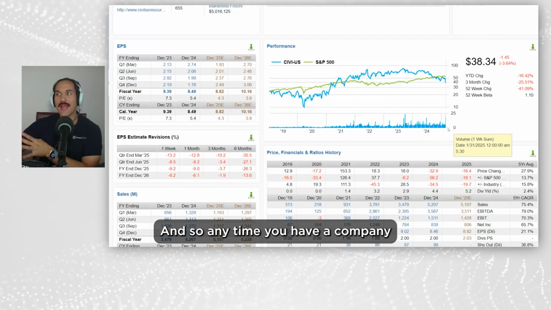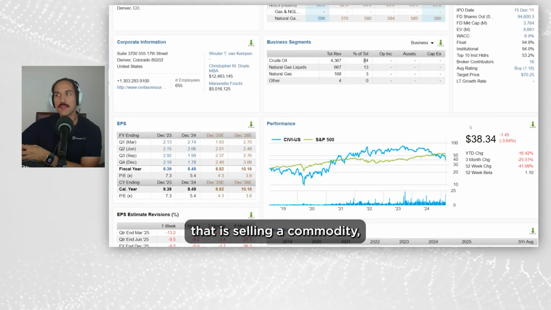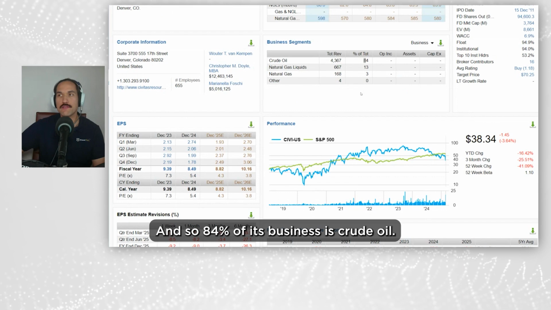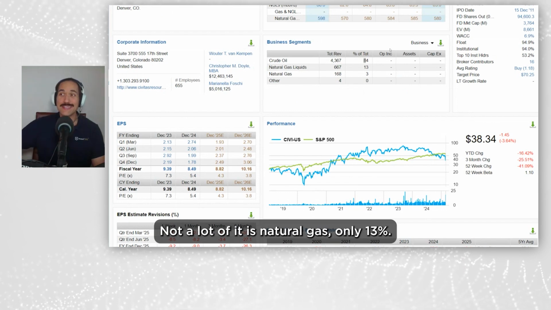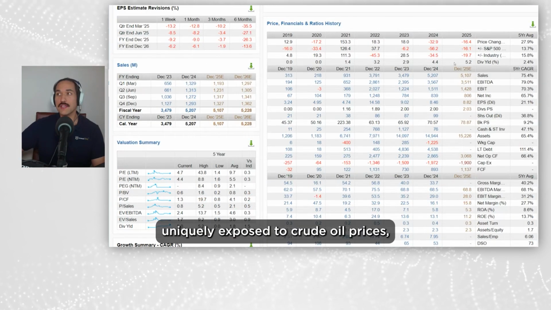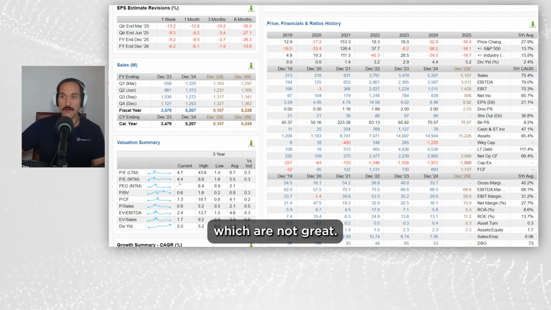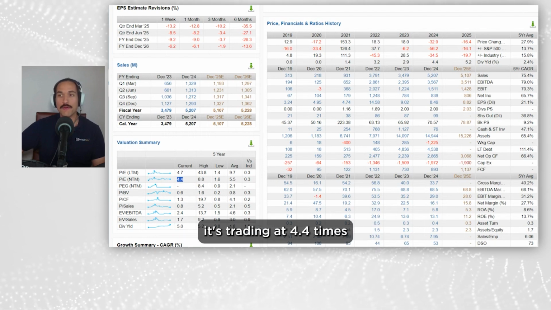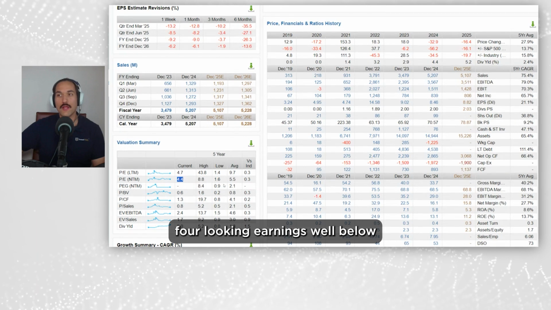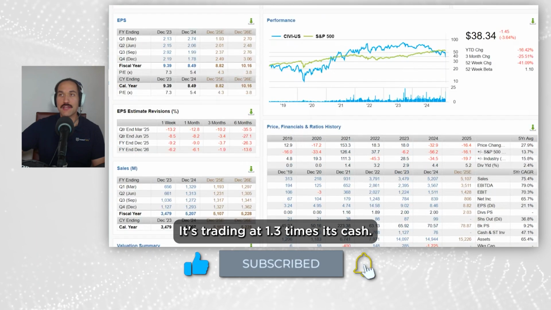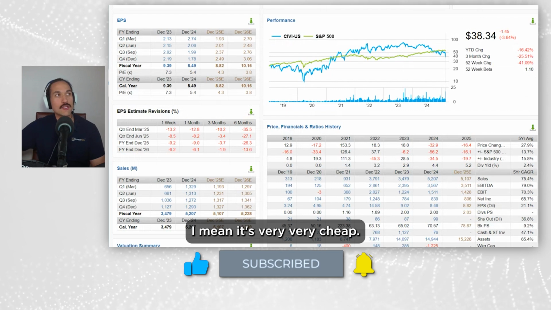And so anytime you have a company that is selling a commodity, you're tied directly to that price, right? And so 84% of its business is crude oil. Not a lot of it is natural gas, only 13%. So this is going to be uniquely exposed to crude oil prices, which are not great. Now, with that in mind, it's trading at 4.4 times forward-looking earnings, well below its 5-year average. It's trading at 1.3 times its cash flow. I mean, it's very, very cheap.